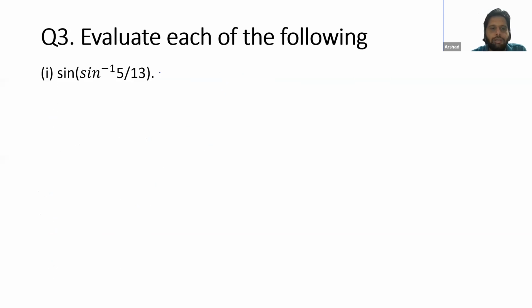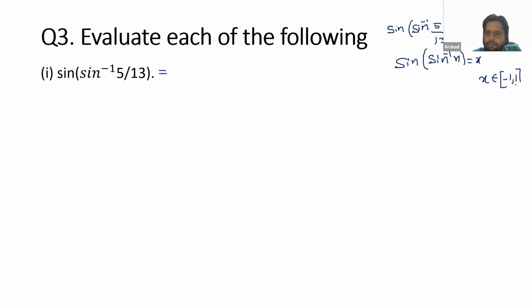Now who can tell me the answer of this? Yes, that is correct. Everyone, please check your second property. Sine inverse 5 by 13 is equal to 5 by 13. Check the second property: sine inverse x is equal to x when x belongs to -1 to 1. So these are the very simple questions. Now, any idea for the second one?